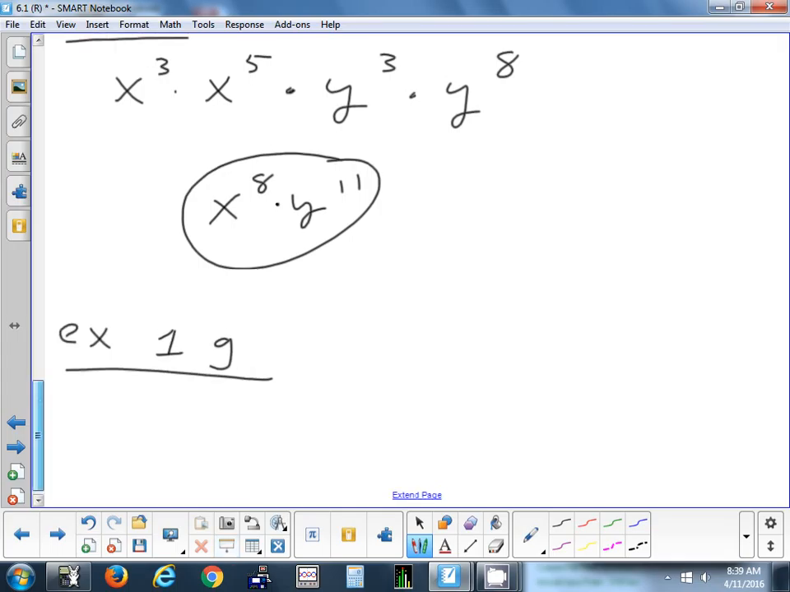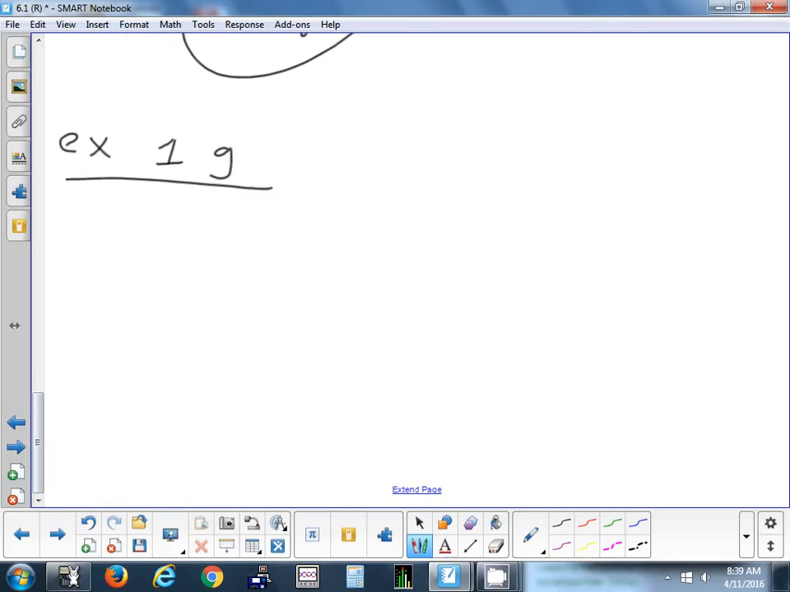Let me show you guys one more. X cubed times y to the first times x to the second times y to the fourth.